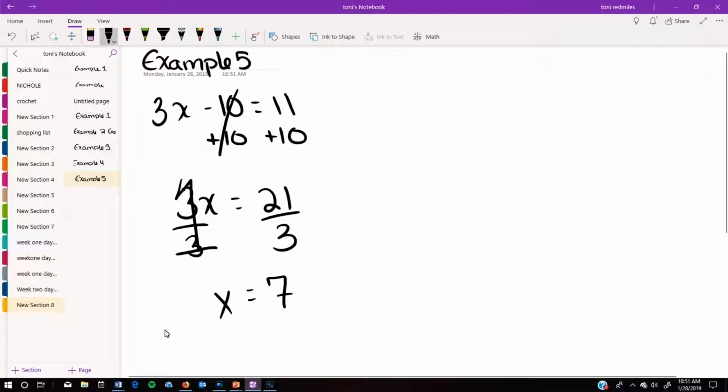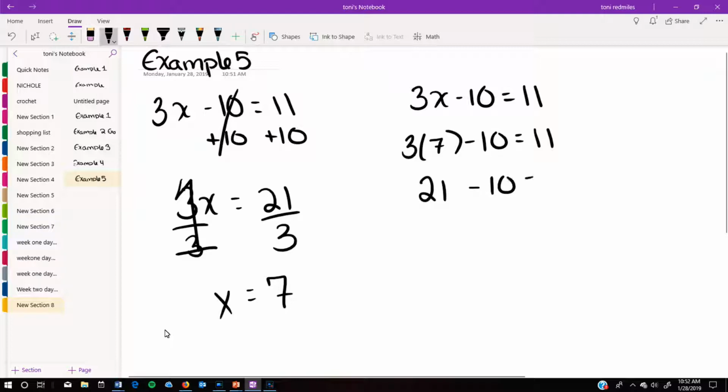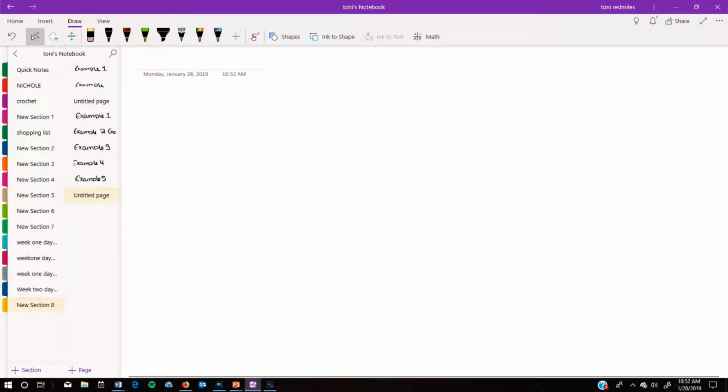Now let's do a check. I insert the 7 everywhere I see an x. All right, so 3 times 7 is 21. 21 minus 10 is 11. My equation checks out. I know I got the right answer. All right, let's add some division in there.